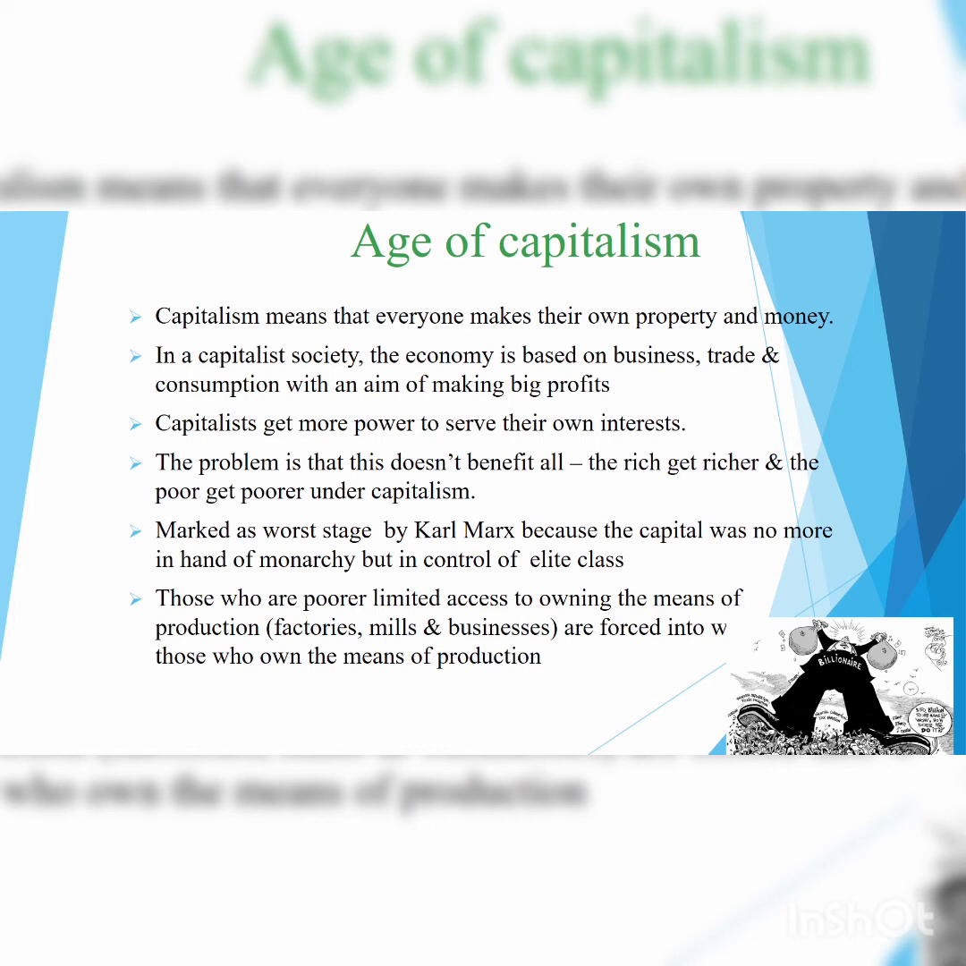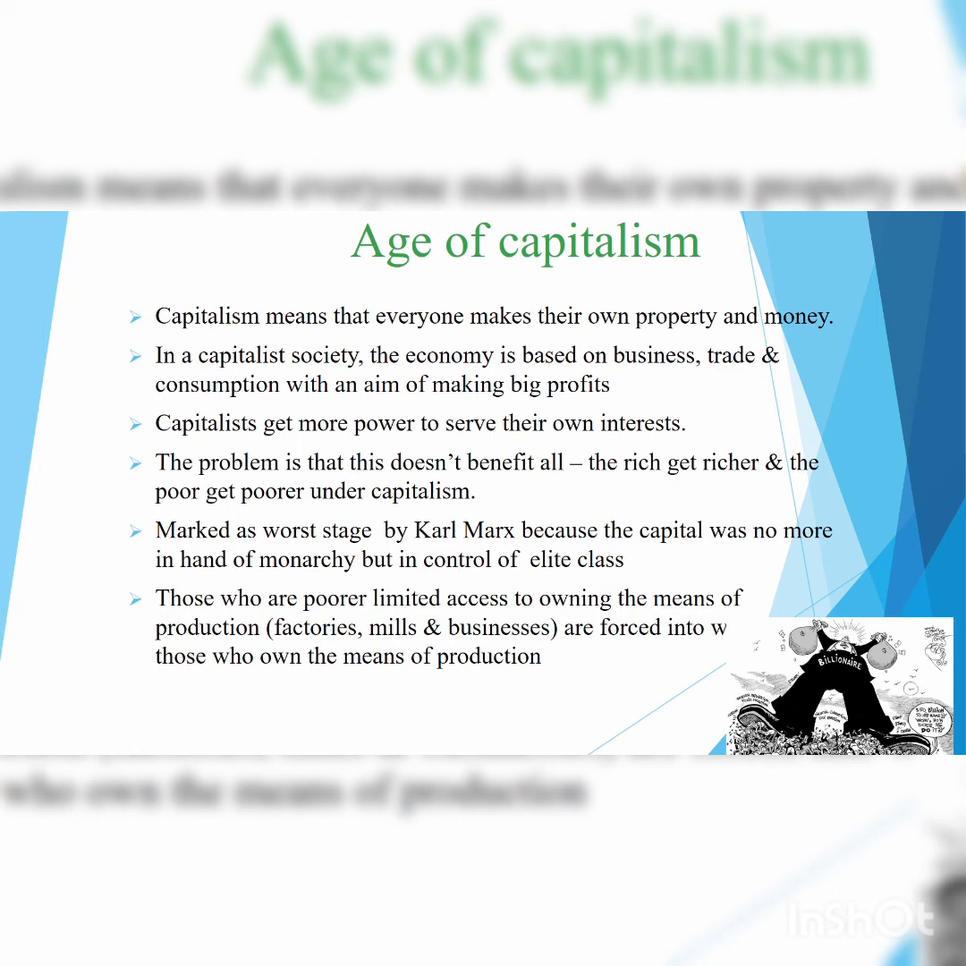The capitalists get more power to serve their own interests. The problem is that this doesn't benefit all. The rich get richer and poor get poorer under this capitalism. Karl Marx called this stage the worst stage because the capital was no more in hands of monarchy but in the control of elite class.